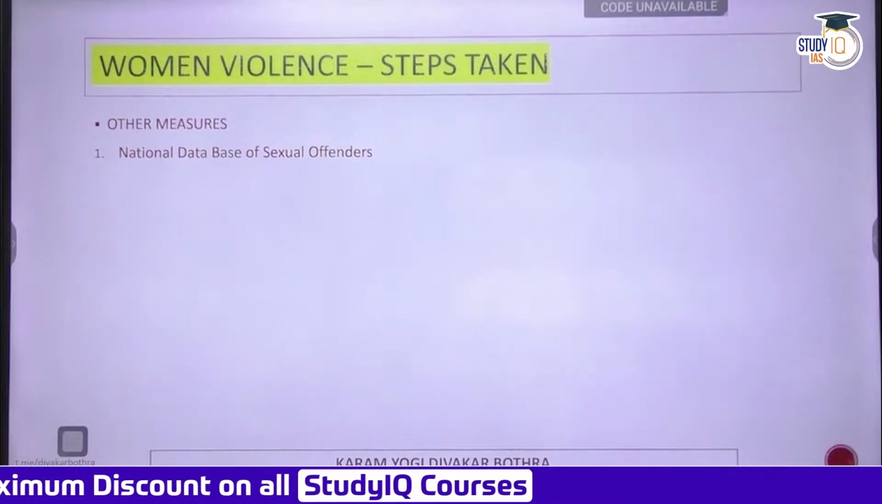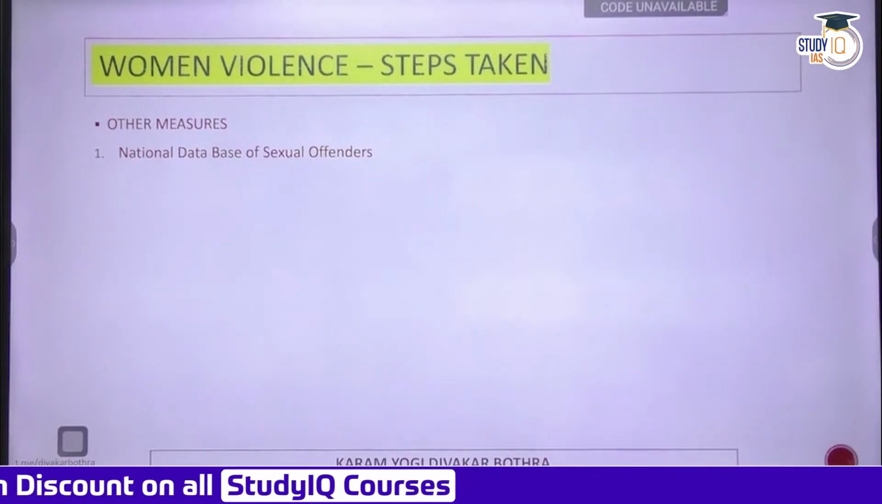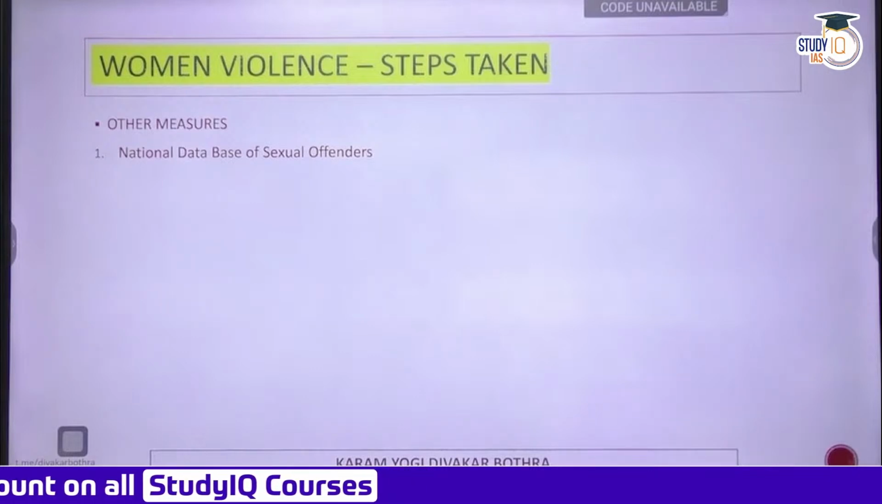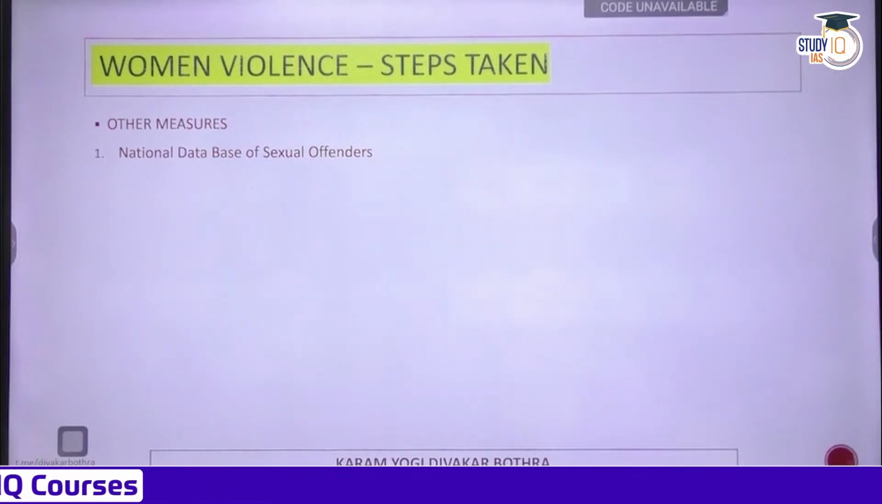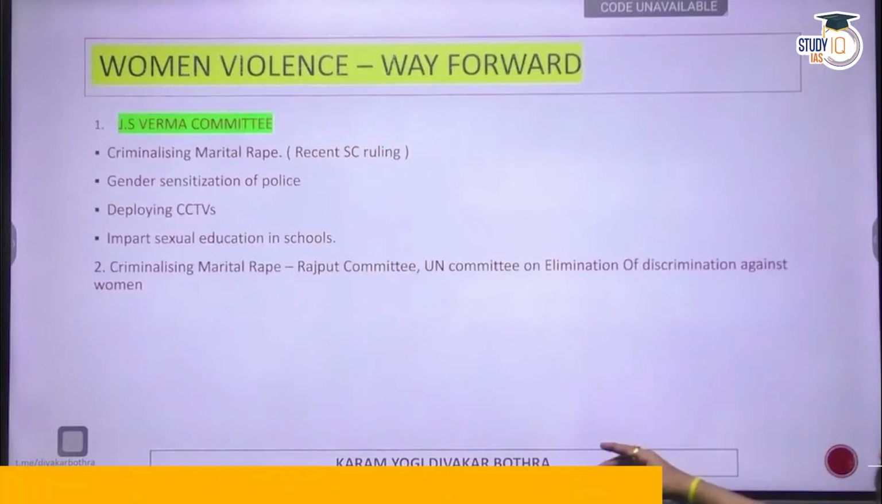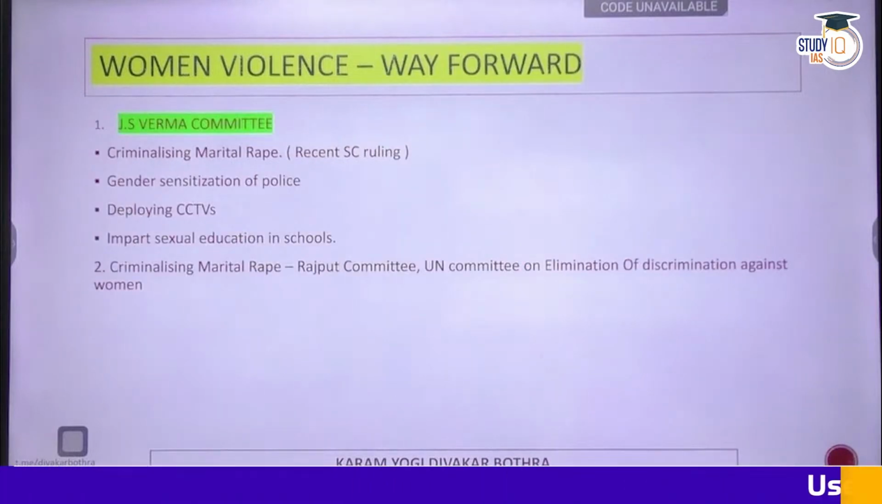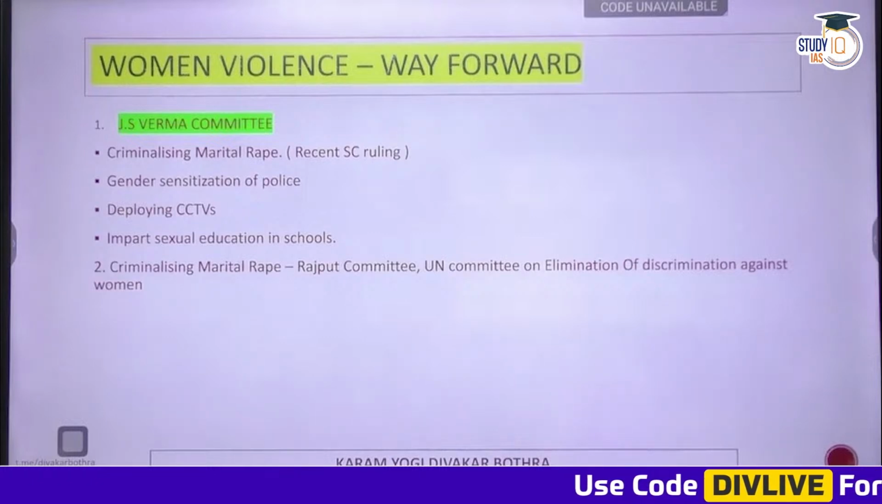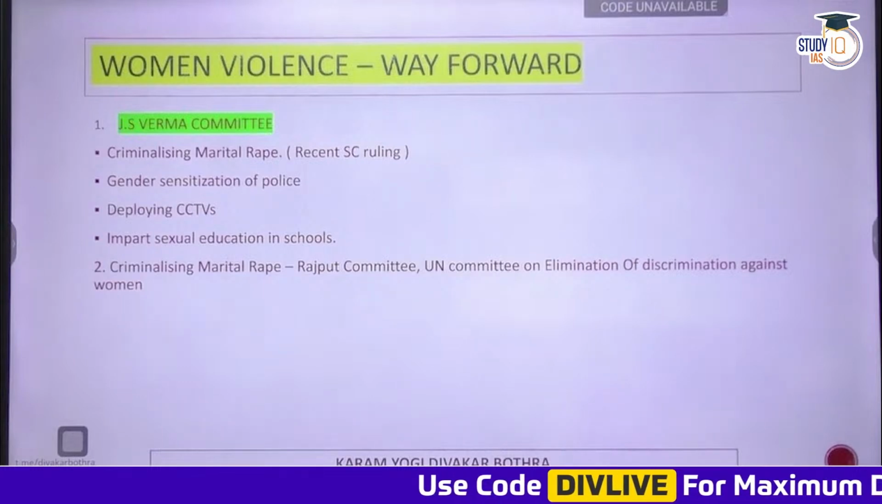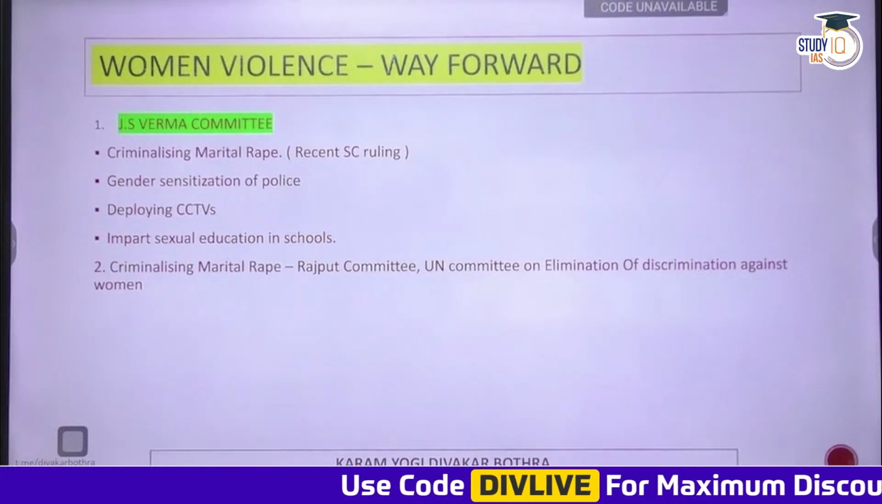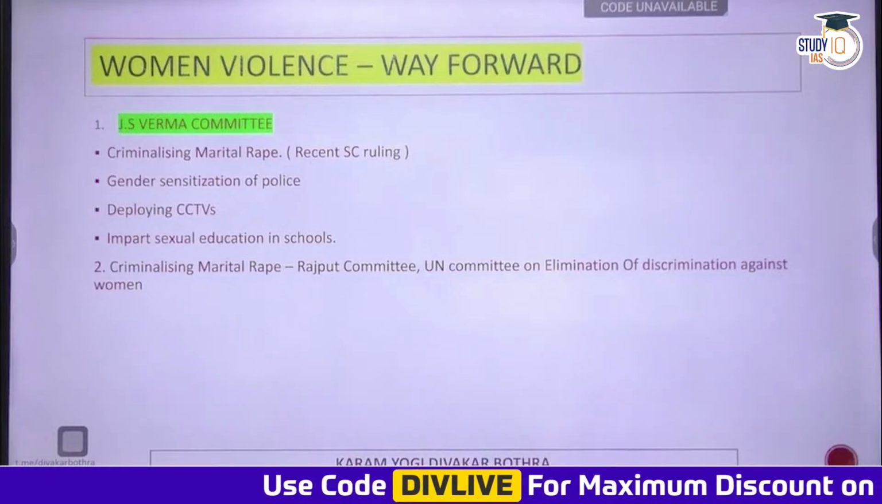There is another measure, the National Data Bank of Sexual Offenders. A data bank has been created so that we can identify repeat offenders, and possibly parade these people if any such incident happens in the areas where they often live. The J.S. Verma Committee also gave certain recommendations that can help you suggest a way forward. What are those recommendations? Criminalizing marital rape. There is a recent Supreme Court ruling on this. We'll come to that, given by our present Chief Justice Chandrachud sir.